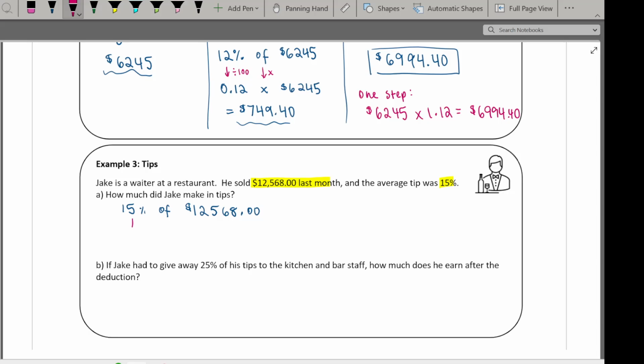So we change this to a decimal. We multiply in order to type that into our calculator. And I've already done this one. It's going to be $1,885.40.